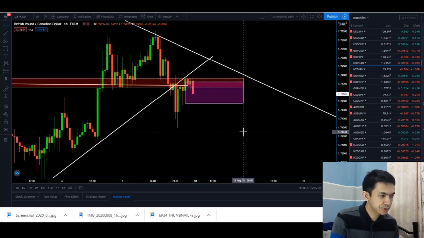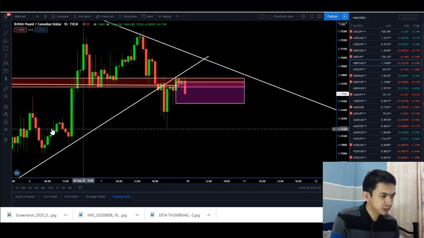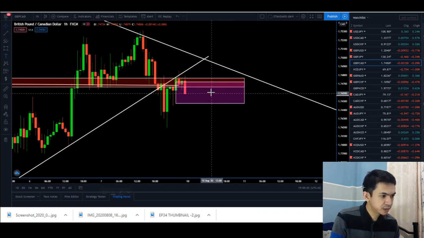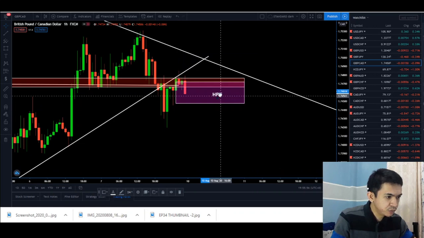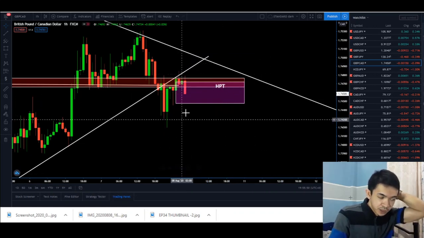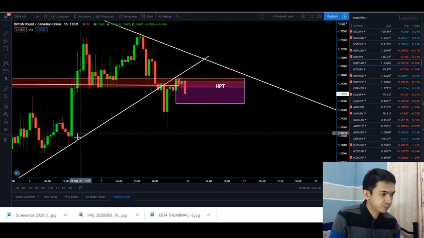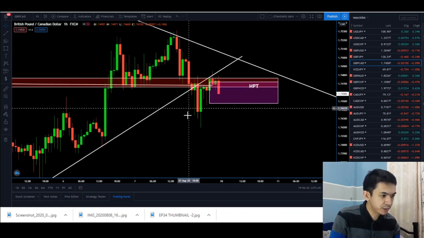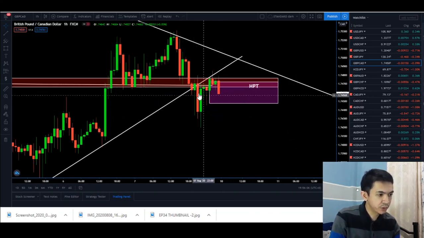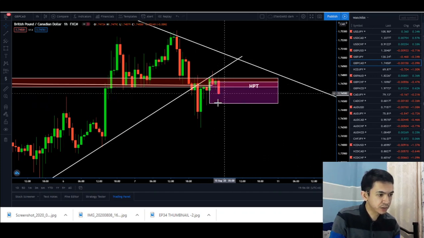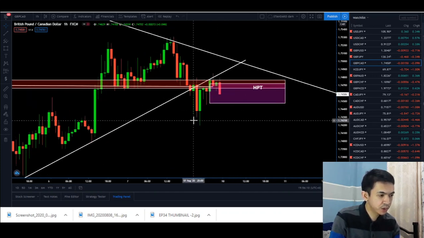All right. So what do I see? This is gonna be my HPT area or zone. If we are going to analyze the market, these levels got broken by these candles, and now the price returned to my high probability trade area or zone. So what do we have here?